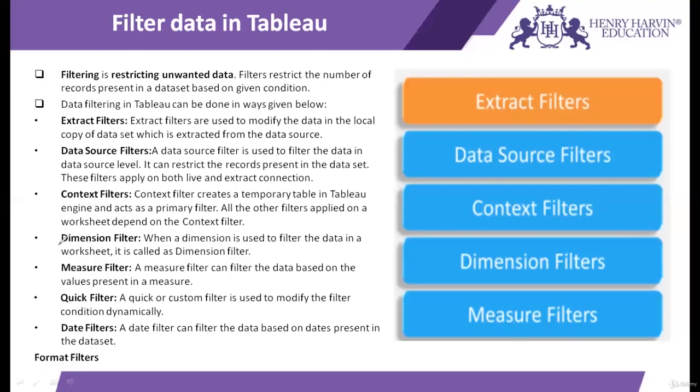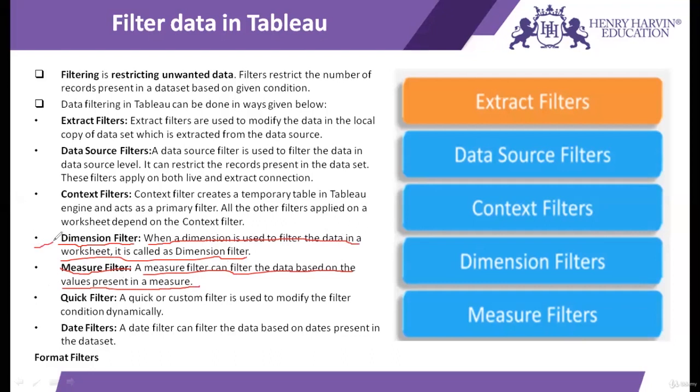Which is our dimension filter. So when a dimension is used to filter the data values, we say it is a dimension filter. Similarly, when a measure is used to filter out the values, we say it is a measure filter. So I think you guys remember what a dimension and measure filter is.